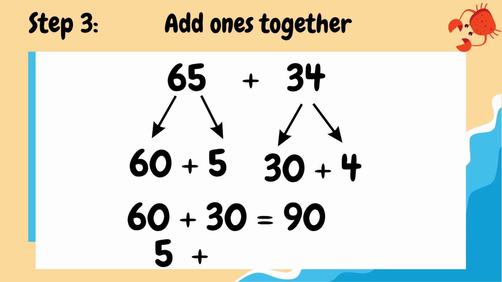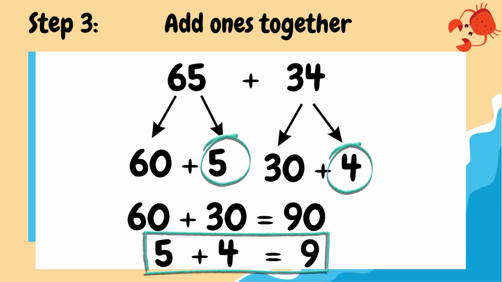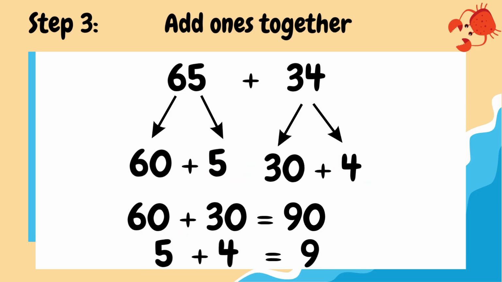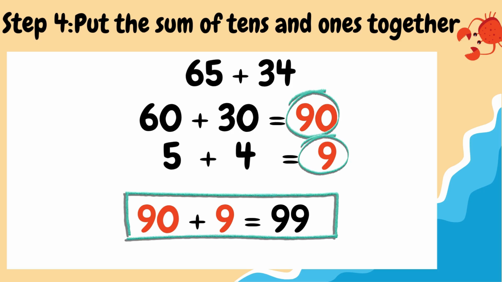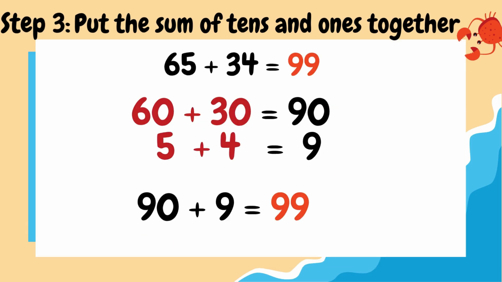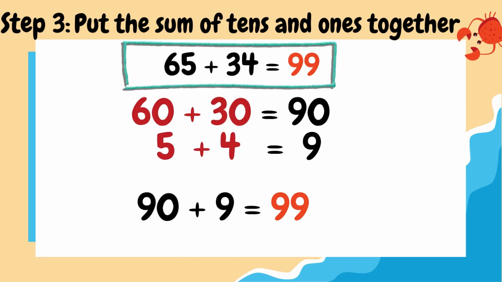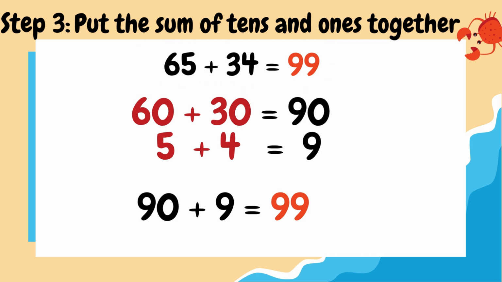Step 3. Add the ones together. 5 plus 4 is equal to 9. Step number 4. Put the sum of tens and ones together. So 90 plus 9 is equal to 99. So the final answer is 99. 65 plus 34 is equal to 99.